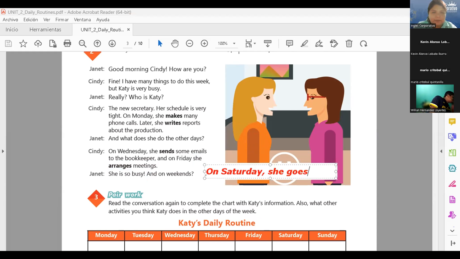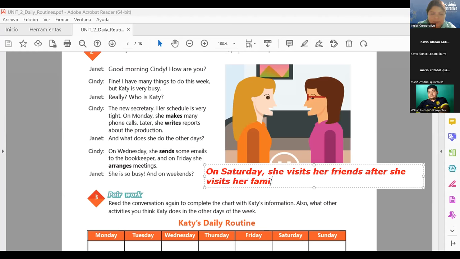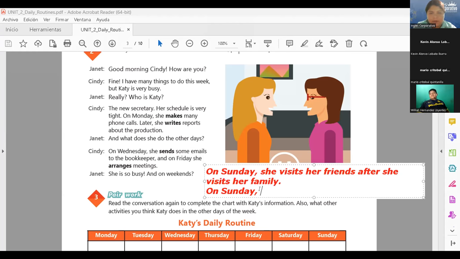Okay, so let's repeat it. Vamos a repetir la última. On Saturday she goes visita las amigas. She visits friends. Okay, and what else? ¿Qué otra actividad había ahí? Visitó a la familia y después visitó a las amigas. Dos actividades. Okay, she visits her friends. After, she visits her family. Okay. And on Sunday, ¿y el domingo? Es que la del domingo es esa. Sábado es que fue al supermercado y después regresó a casa. Okay. On Sunday, read it again.